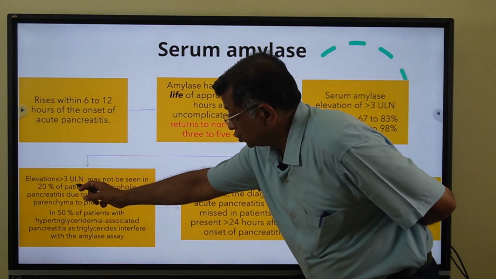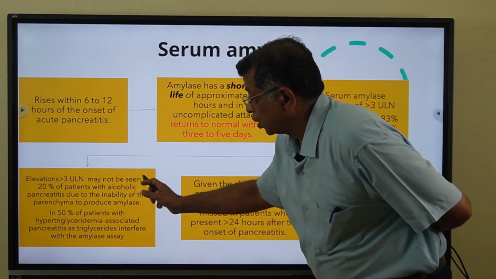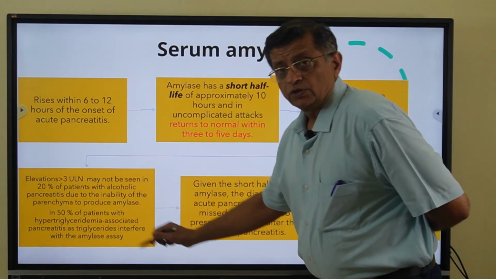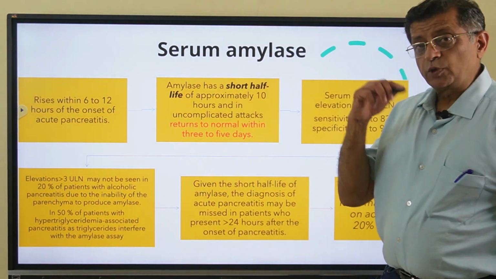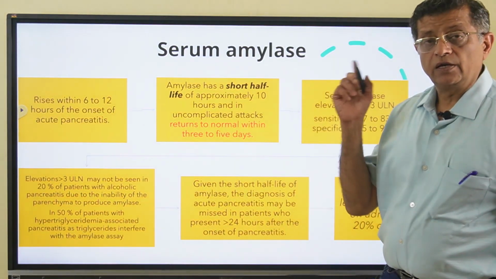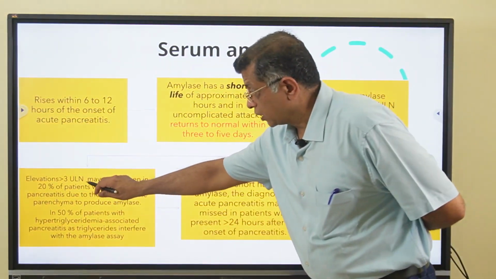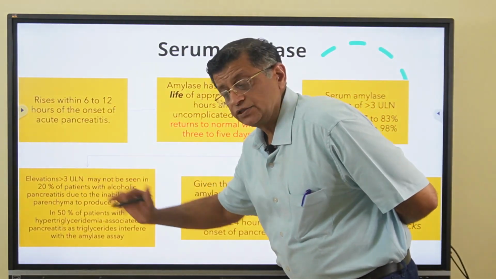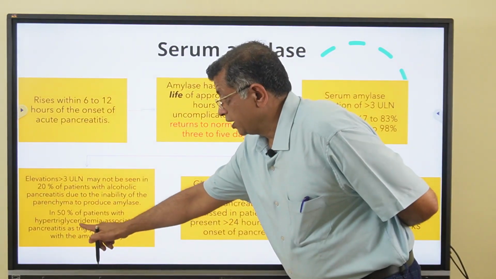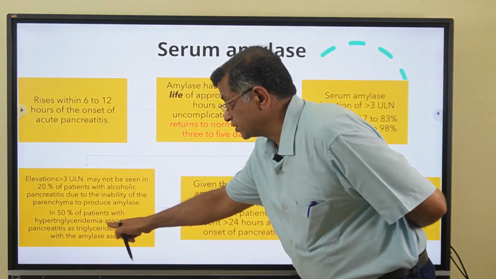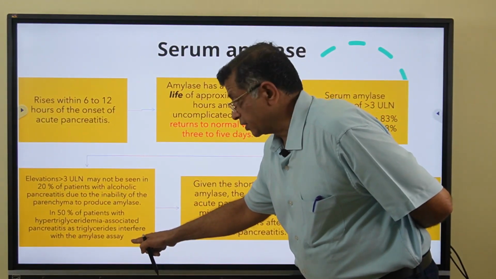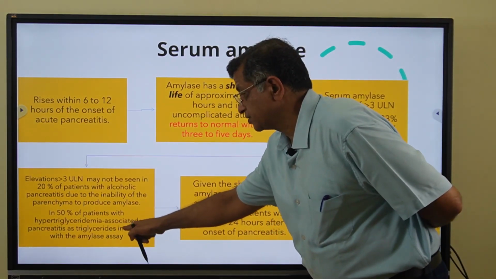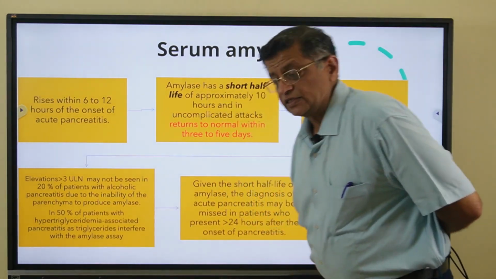Importantly, elevations more than 3 times upper limit of normal may not be seen in 20% of patients with alcoholic pancreatitis. So amylase is predominantly seen specifically in gallstone pancreatitis. In alcoholic pancreatitis, in about 20% of patients, they may not have a rise in amylase. In 50% of patients with hypertriglyceridemia associated pancreatitis, amylase may not be raised because triglycerides interfere with the amylase assay.